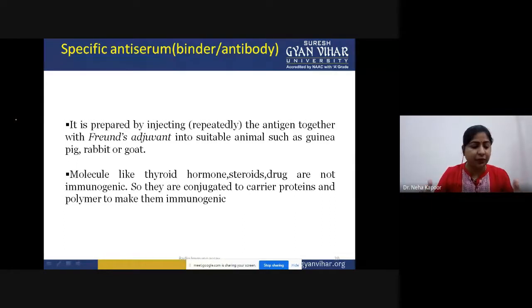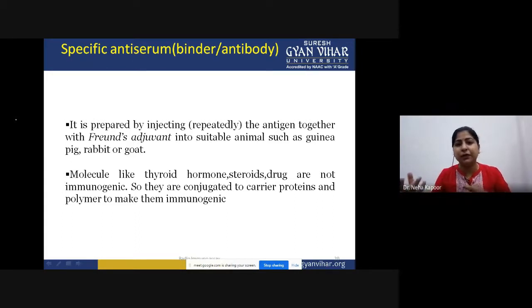Binder means antibody. Normally, how can we prepare a binder against a specific antigen? It is normally prepared by injecting the antigen together with an adjuvant molecule into a suitable animal, for example rabbit, pig, or goat. Molecules like thyroid hormones, steroids, or drugs that are not immunogenic are conjugated onto the surface of carrier proteins and polymers so that they become immunogenic. After making them immunogenic, we inject them into the animals, which take them as a foreign molecule and produce antibody.